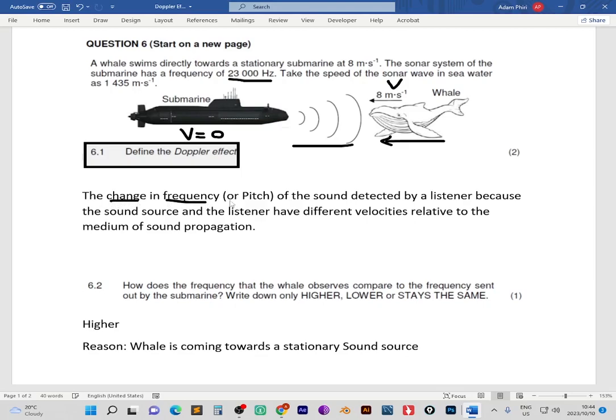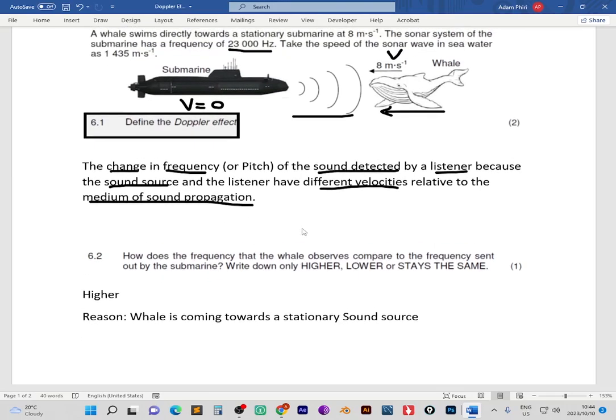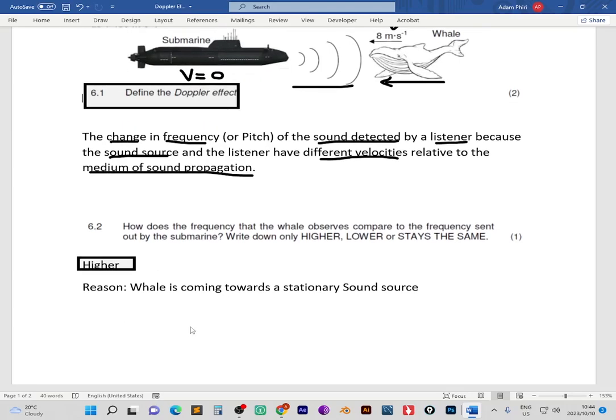So it's actually the change in frequency or pitch of sound detected by a listener, because the sound source and the listener have different velocities relative to the medium of sound propagation. Propagation meaning the movement in that case. And then as it's moving towards, will it be higher? Yes, it will be higher. Reason: because it's coming towards a stationary source. So that is what we'll have to conclude, and then we'll be looking at the next question.